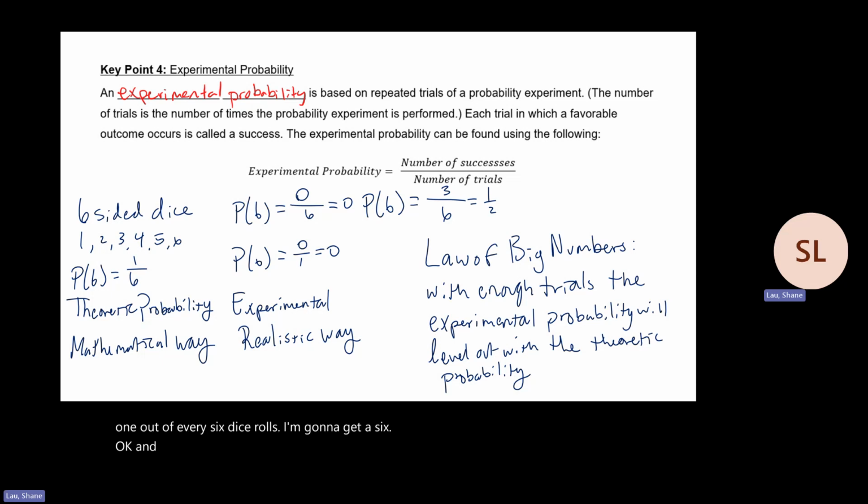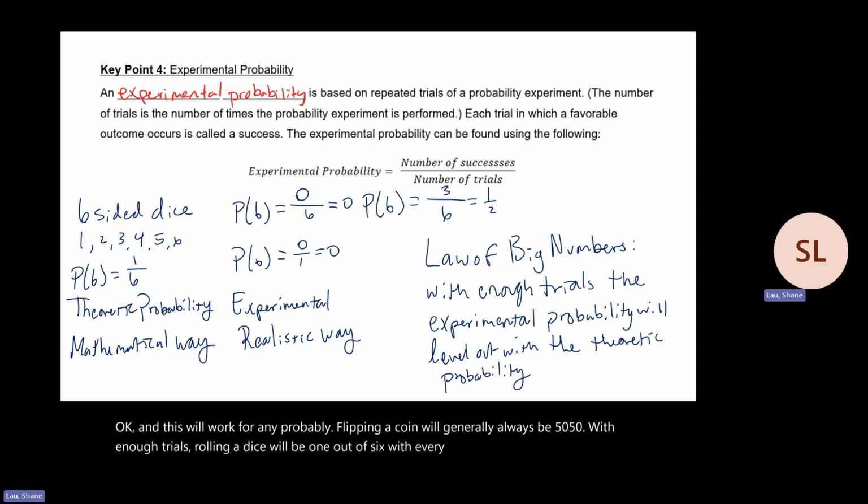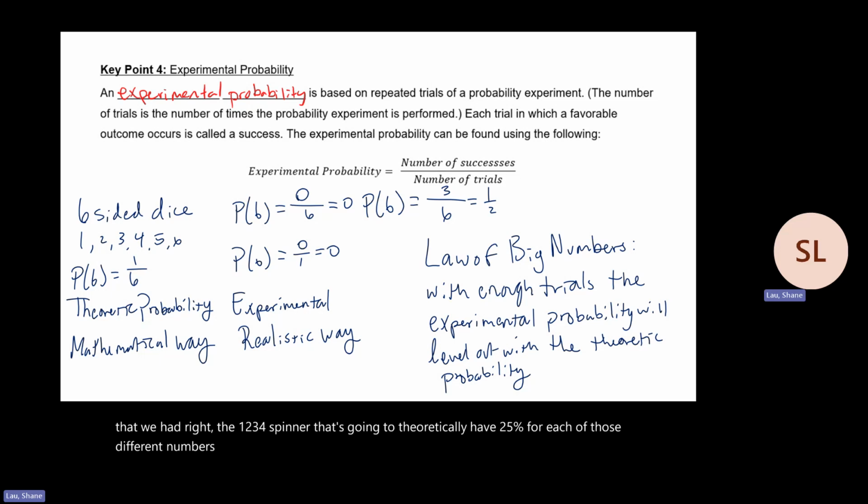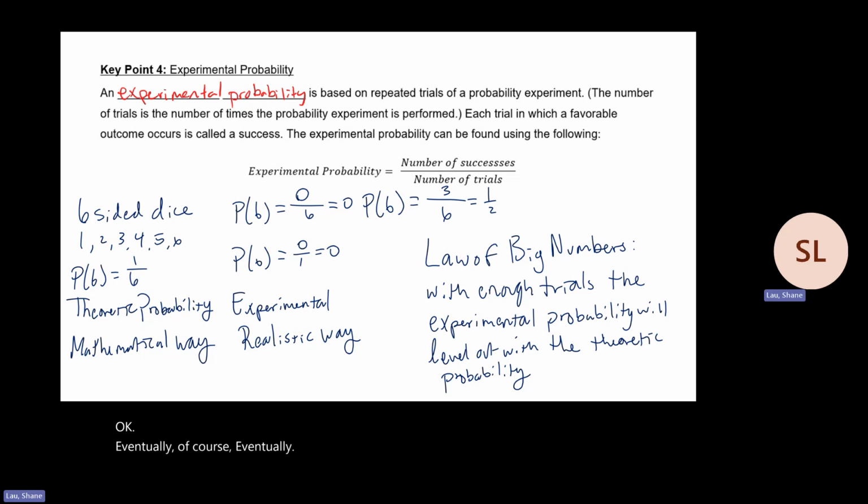And this will work for any probability. Flipping a coin will generally always be 50-50 with enough trials. Rolling a dice will be 1 out of 6 with every trial. Looking at one of the spinners that we had, the 1, 2, 3, 4 spinner, that's going to theoretically have 25% for each of those different numbers. This is going to work for any kind of probability experiment. Okay. Eventually, of course, with enough trials.